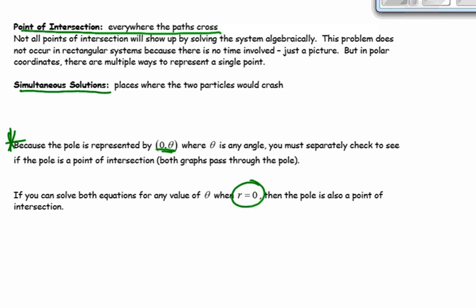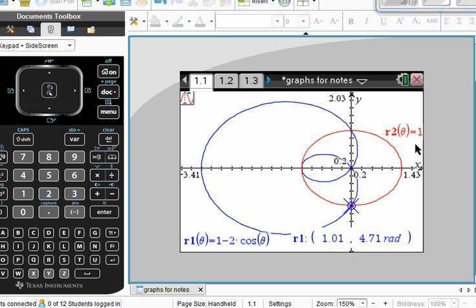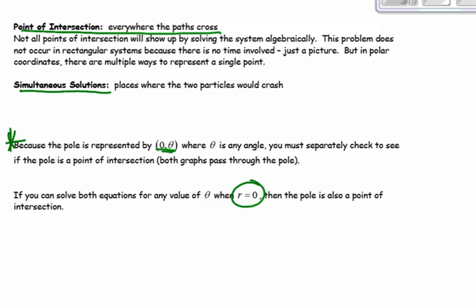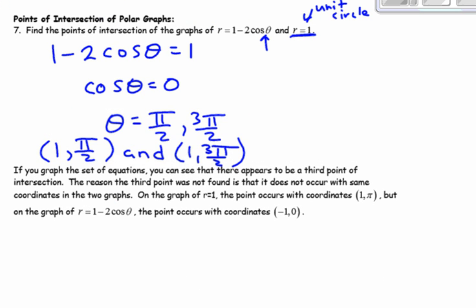Now, in this example, the pole was not an intersection point. If you look at the graph, you see the pole is not an intersection point. The blue graph goes through the pole, but the red graph does not. The reason being is, for my blue graph, r equals 1 minus 2 cosine of theta, you would have a value of theta for which that radius would equal 0. However, for the red graph, r equals 1, you can't make r equal 0 because 0 doesn't equal 1. Okay, so that one, the pole is not an issue.